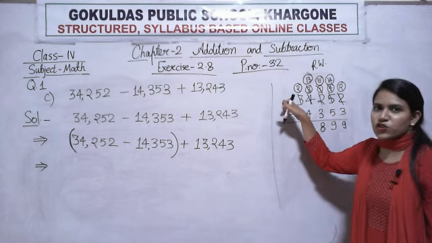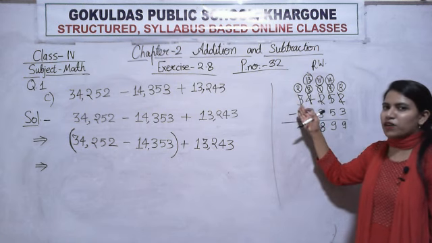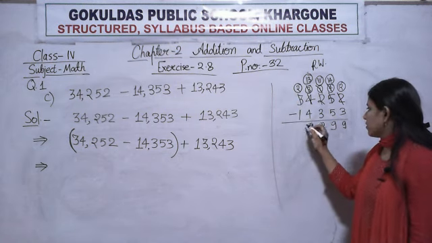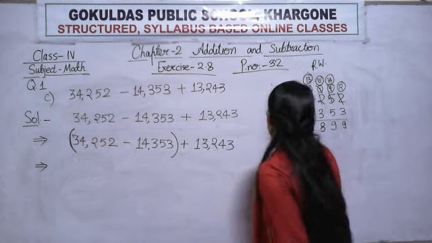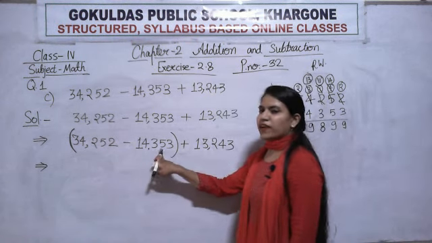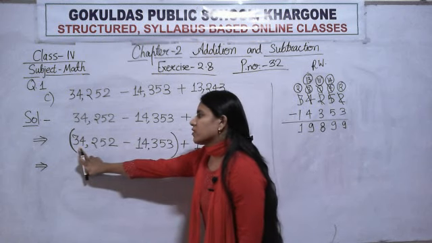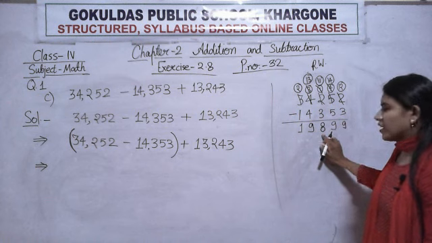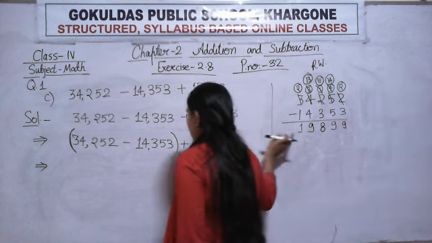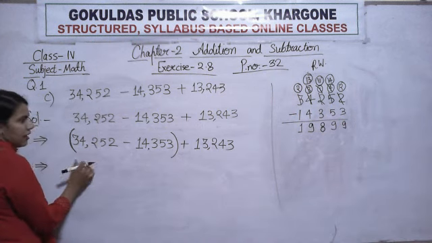Okay, now solve the last column. That is 2 minus 1. 2 minus 1 is 1. Okay. So when you solved this bracket, when you subtracted 14,353 from 34,252, what did you get? You got 19,899. So write this in the next step.